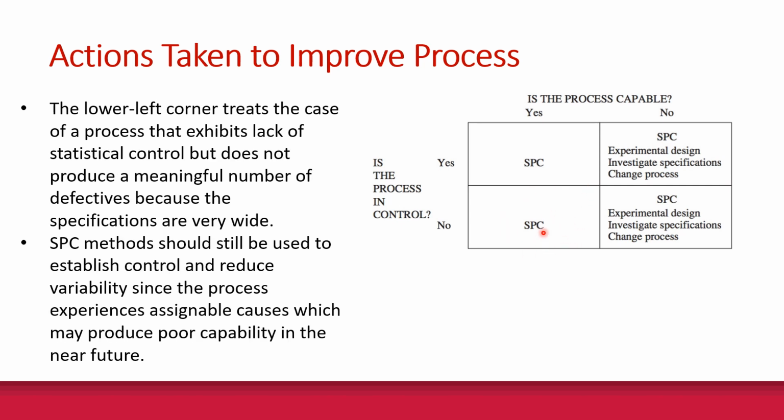The lower left-hand corner treats a case where the process is capable but is not in statistical control. This may seem odd at first, but what it really means is that your specifications are too wide. It's not in control, but the specifications are so wide that it just falls within the capability. Here, SPC methods should still be used to establish control and reduce the variability, since the process obviously experiences assignable causes, which may in the future lead to poor capability.